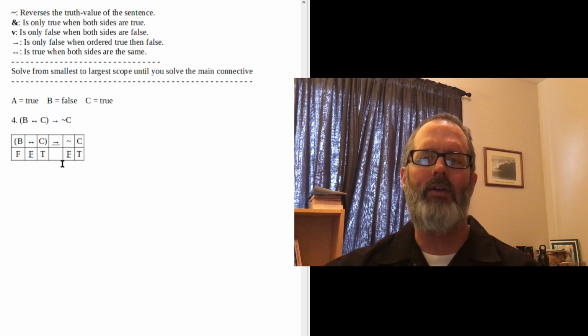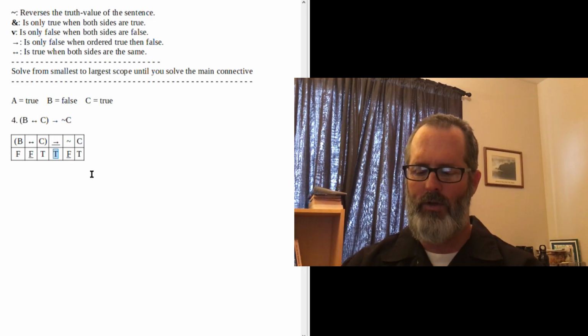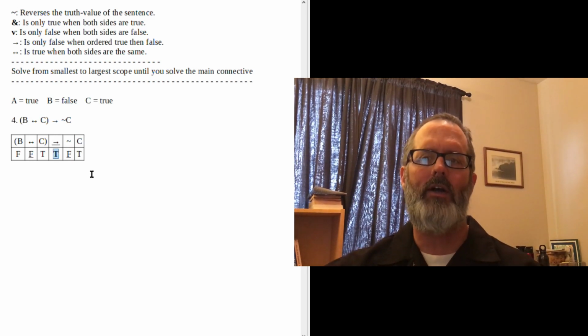We are now ready to solve our conditional. A conditional is only false when ordered true then false. This is not ordered true then false, so this is not a false case. This case is true, so I circle it on paper; I'll bold it. That's the final value.